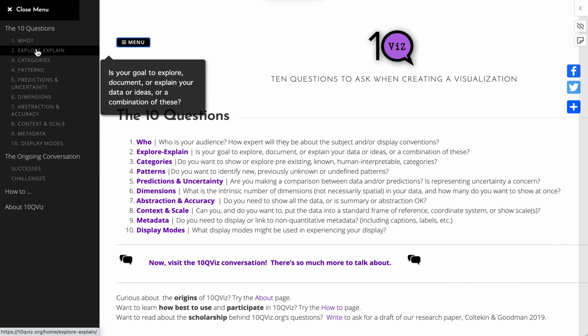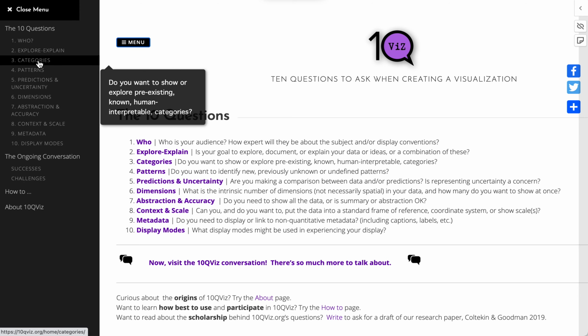Okay, so next, you have to ask yourself whether you're trying to explain a particular point or whether you're trying to explore data for the sake of exploration. Now, the very best graphics and systems let you actually do both. And we have other videos about that on YouTube, which I'll put in the links below. But for now, just consider these two goals as separate and sometimes overlapping, and be sure that you choose the right one.